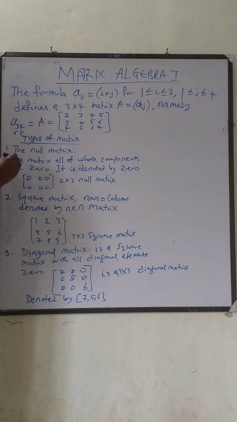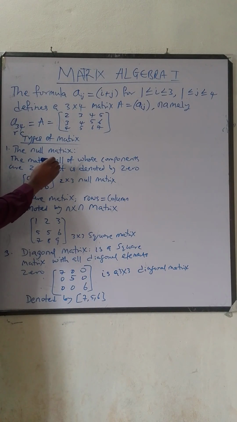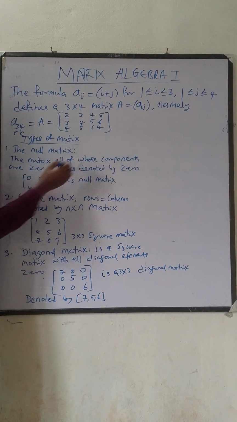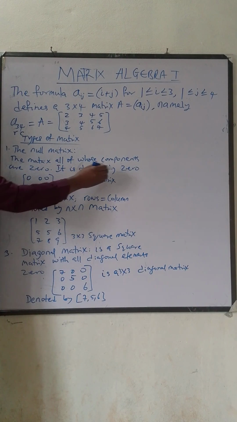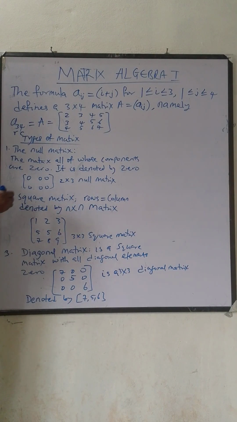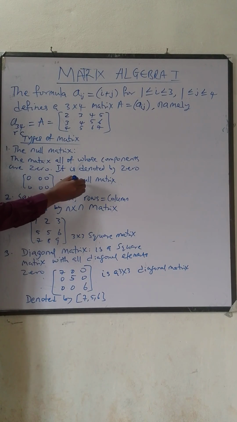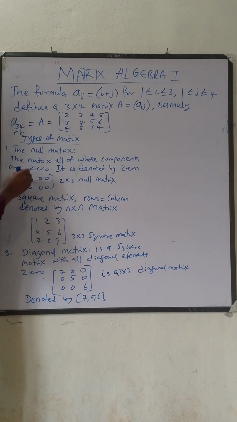What is it all about? This is the kind of matrix all of whose components are zero. It is denoted by zero. Can you see all the components in this matrix? 0, 0, 0, 0, 0, 0. And it's what? It's a 2 by 3. What do we mean? You have 2 rows. And then how many columns? 1, 2, 3. That's why you have a 2 by 3 matrix. And it is referred to as a null matrix, because all the components are 0.